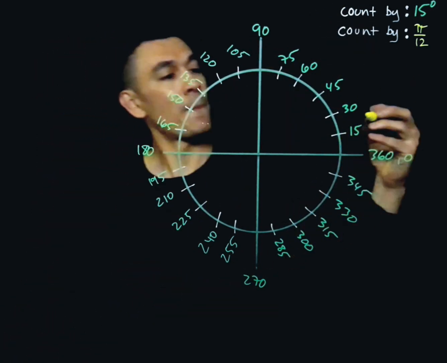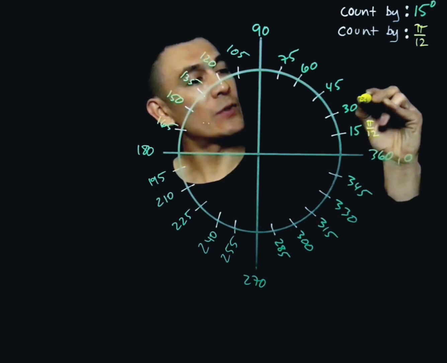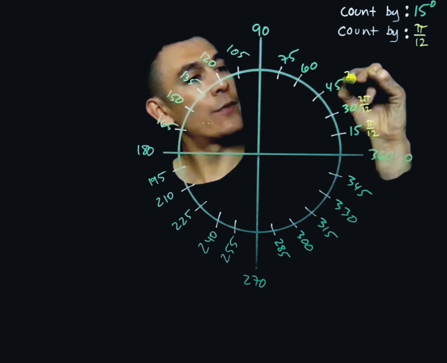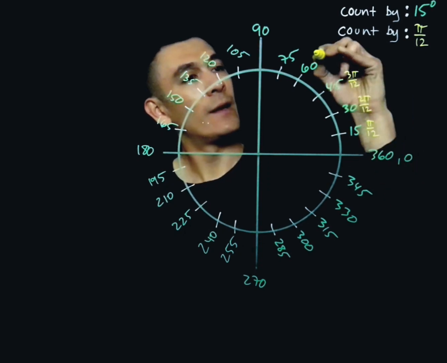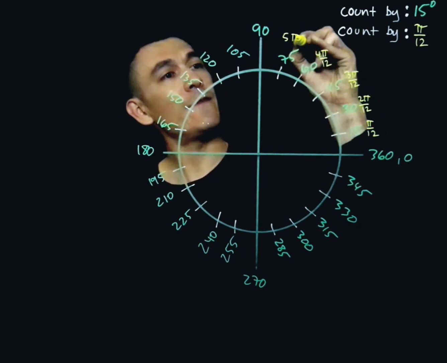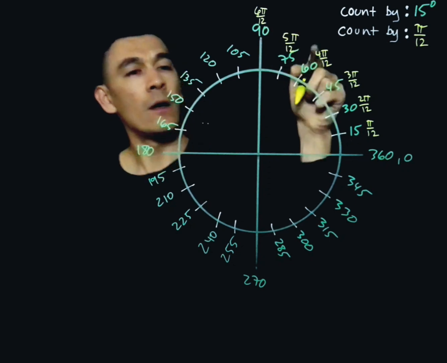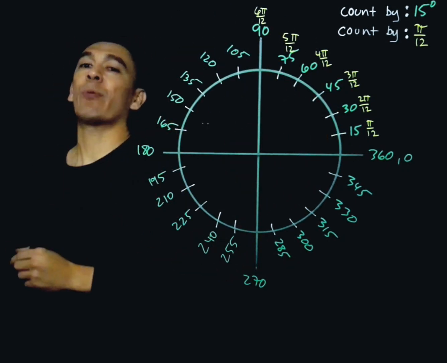This is what I'm saying. 1 pi over 12, 2 pi over 12, 3 pi over 12, 4 pi over 12, 5 pi over 12, 6 pi over 12, all the way around. Continue that process.